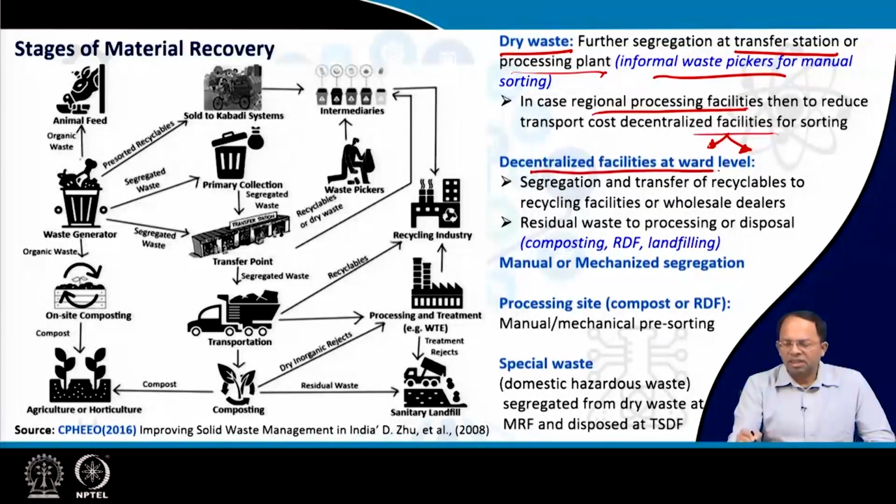So we can set up decentralized facilities at the ward level, where segregation and transfer of recyclables to recycling facilities or wholesale dealers takes place. So first we segregate and then we transfer them, and then the remaining residual waste can go for RDF, landfilling, or even composting. If we have mixed waste, then we also get waste for composting as well.